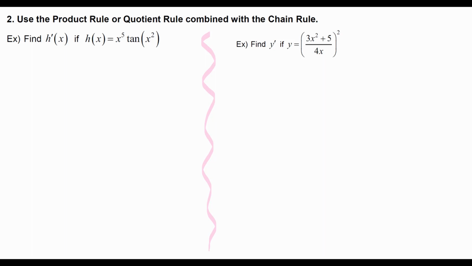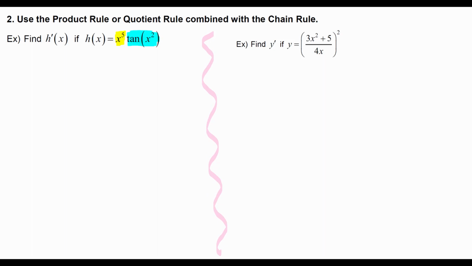So let's start. Example: find h prime of x if h of x equals x to the 5th power times tangent of x squared. You can see h of x is made out of a product of two functions. The first function f is x to the 5th power, and my second function is tangent, but it's not tangent x, it's tangent of x squared. So my second function g is a composition of two functions, with inner function x squared and outer function tangent.